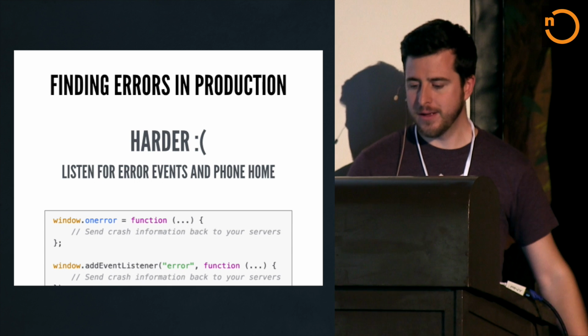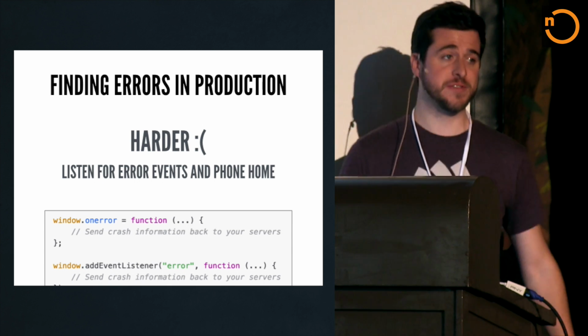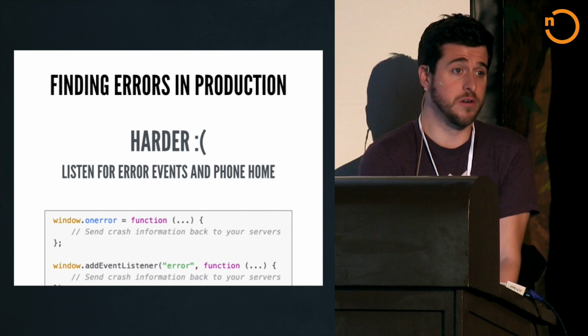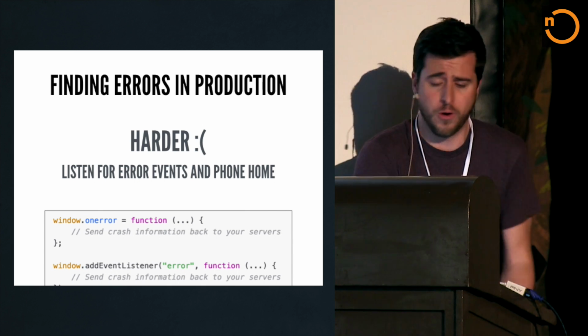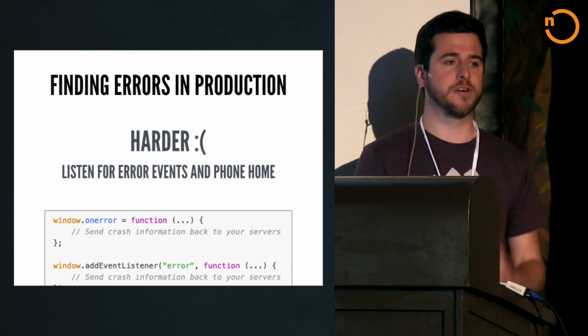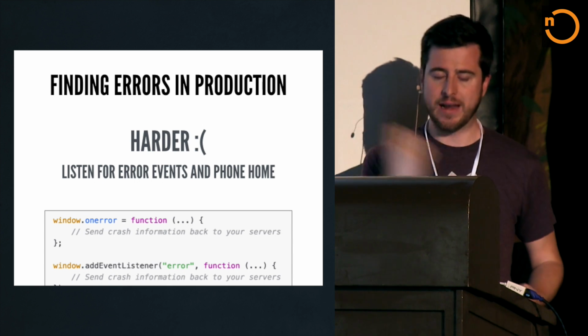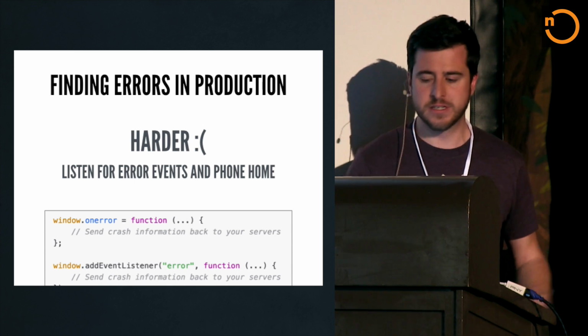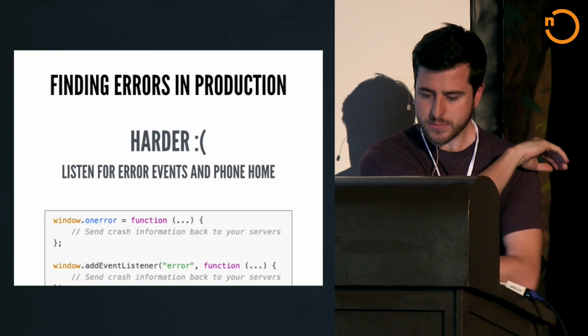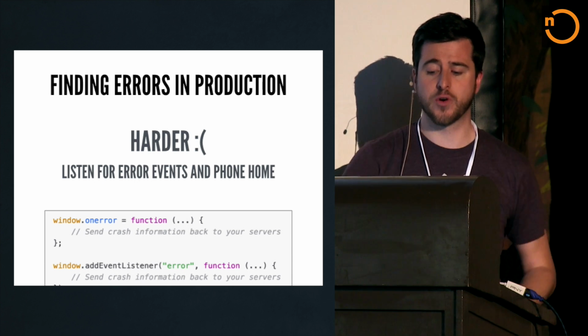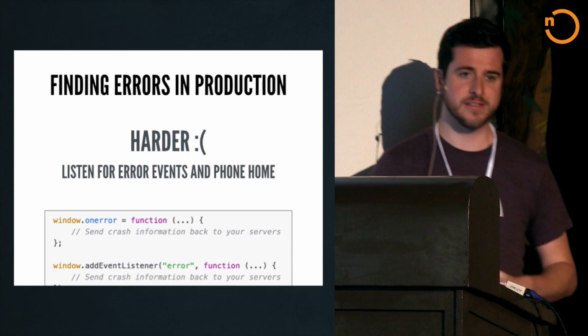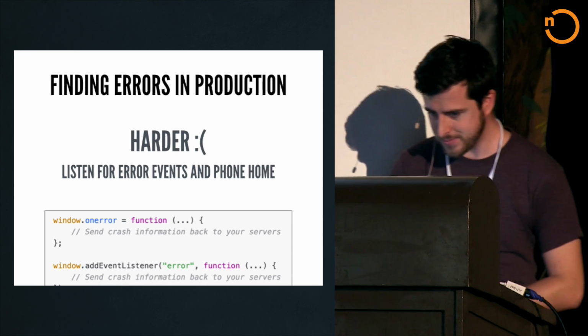So luckily, JavaScript provides a couple of hooks for this in the browser. Number one is window.onerror. I'm not sure if you guys have seen this before. It's a callback function you can hook up that when an error happens or an unhandled exception is caused, it will fire this window.onerror. Modern browsers also support subscribing to the error event, so you can add an event listener to get the error event.